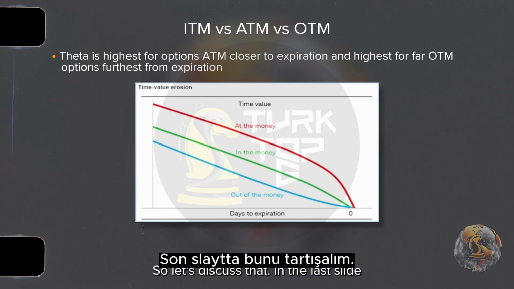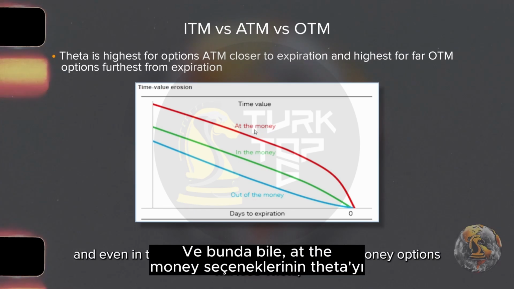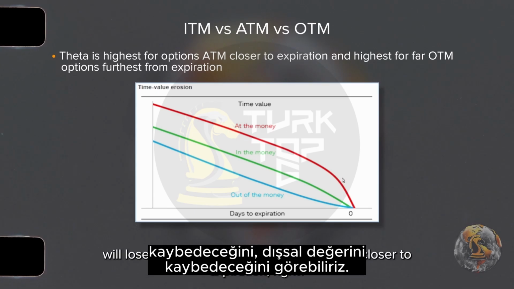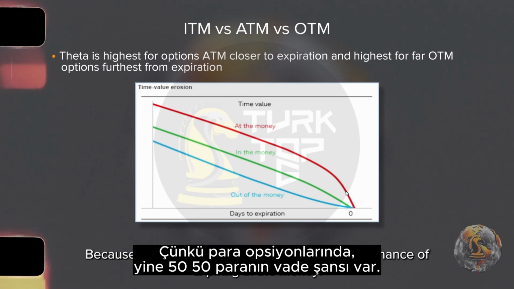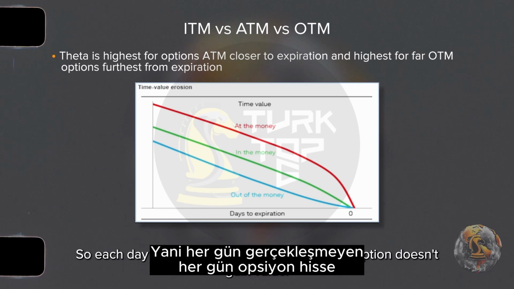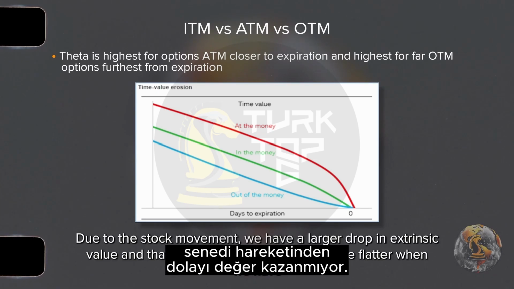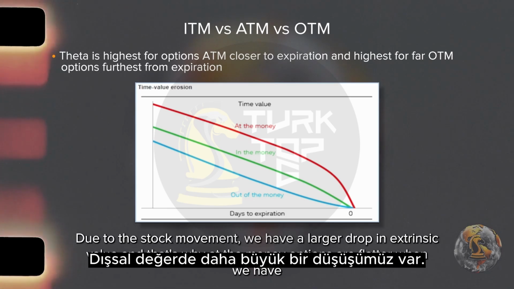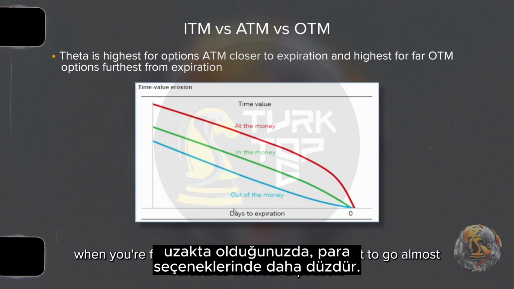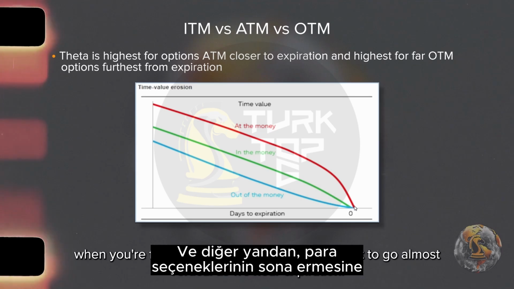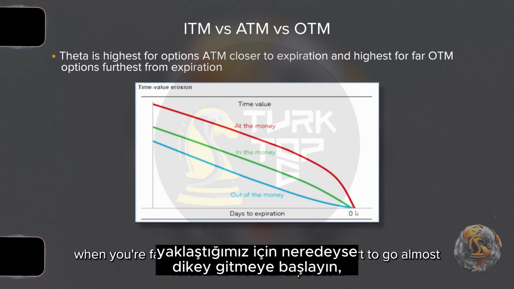So let's discuss that. In the last slide, and even in this one, we can see that the at the money options will lose extrinsic value fastest when we are closer to expiration, right? Because at the money options still have a 50-50 chance of expiring in the money. So each day that doesn't happen, each day the option doesn't gain value due to the stock movement, we have a larger drop in extrinsic value. And that's why at the money options are flatter when you're farther from expiration, and then start to go almost vertical as we near expiration.